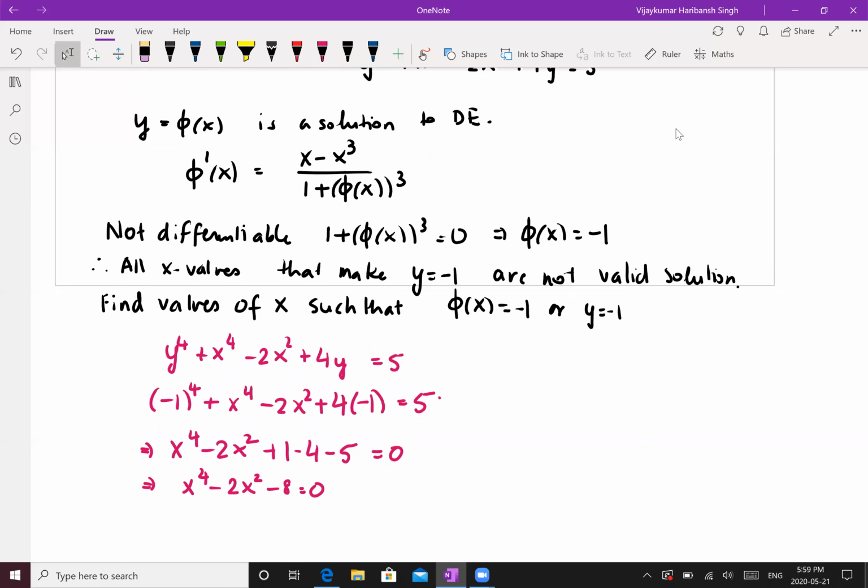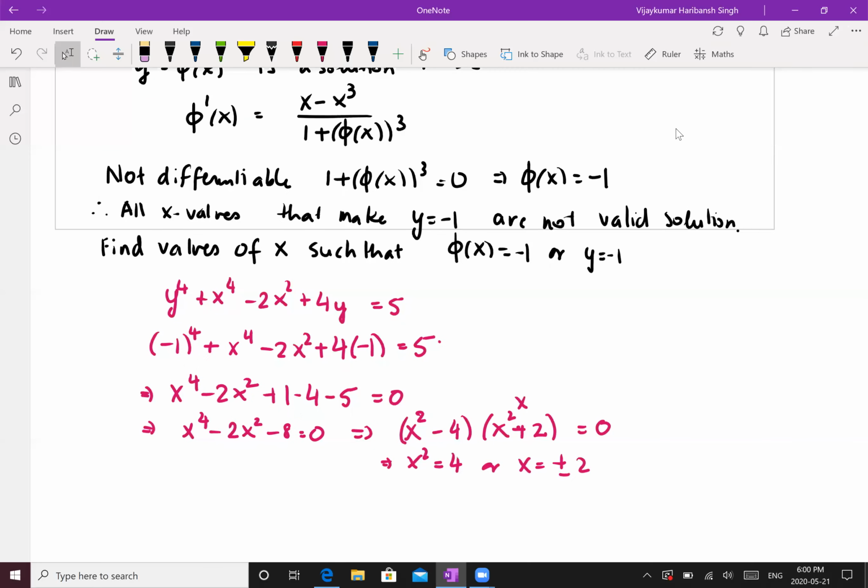Now, this is a quadratic equation in x squared, right? And what are the solutions? You can see the factorization of this is x squared minus 4 times x squared plus 2 equals 0. This gives me x squared equals 4, so x equals plus or minus 2. The second factor will not give me any solution, because x squared can never be minus 2. So for these values, there will be no solutions, all right?